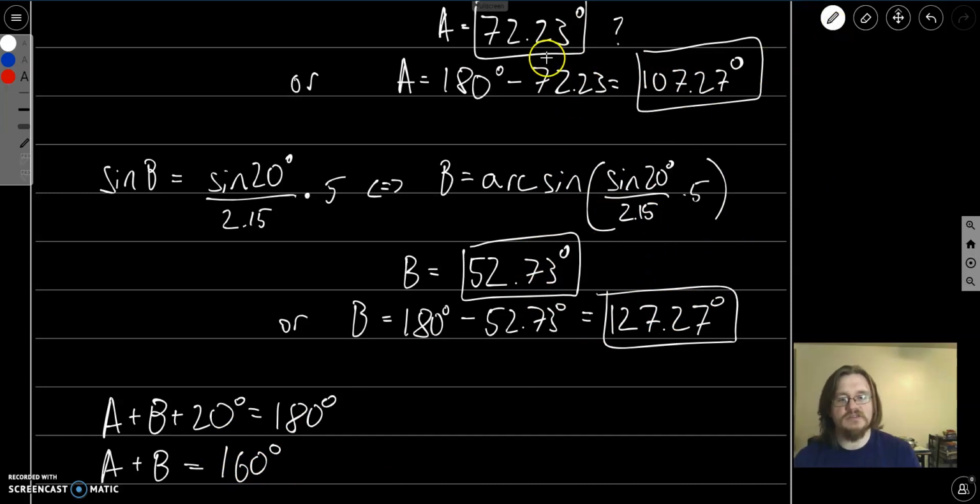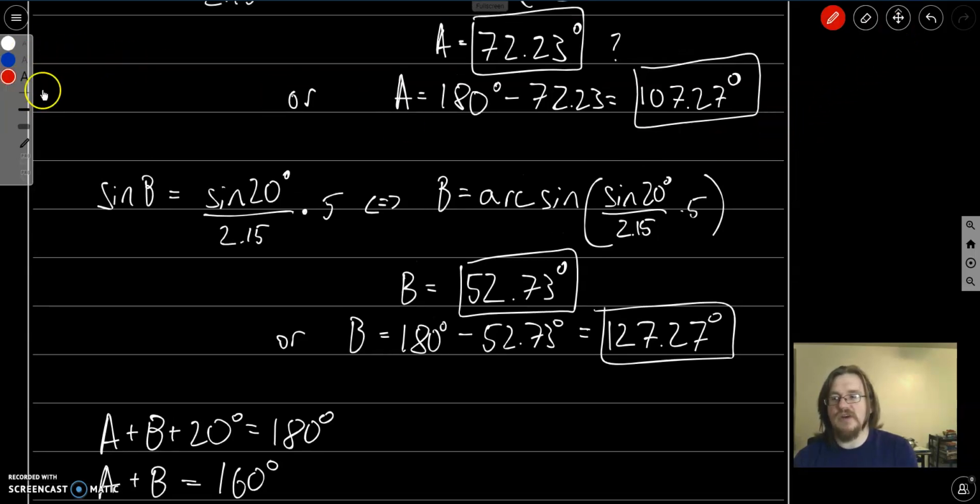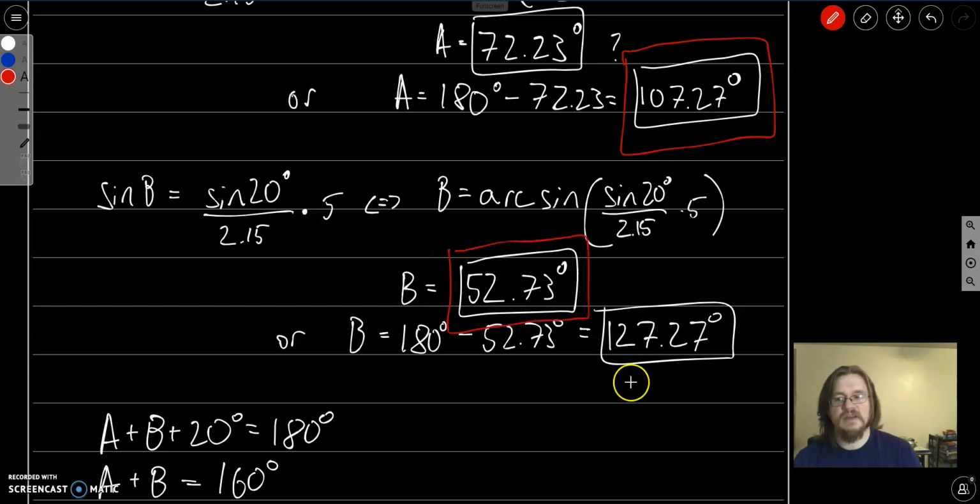And there are four combinations here. The only combination that works to add up to 160 would be if we take the obtuse angle for A and the acute angle for B. There's no other combination of these guys that adds up to 160 degrees. So A is going to be our obtuse angle, and B is going to be the acute angle. And this is just forced by the fact that there are 180 degrees in a triangle.